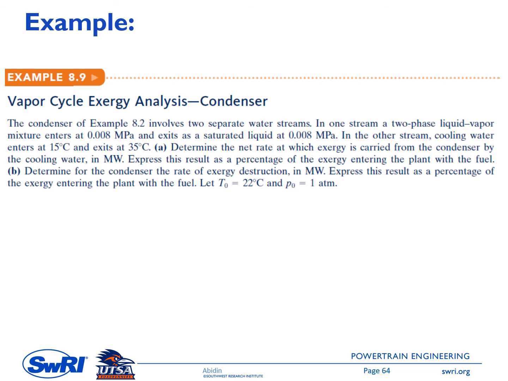The next one is exergy analysis inside the condenser. So inside the condenser, we know that the fluid enters the condenser as a two-phase liquid-vapor mixture at 0.008 megapascal, and then it exits the condenser as saturated liquid at the same pressure. Okay, and the question, I believe, is similar to the previous one, so we need to determine the net rate at which exergy is carried from the condenser by the cooling water, and then we need to express this in terms of the fuel exergy.